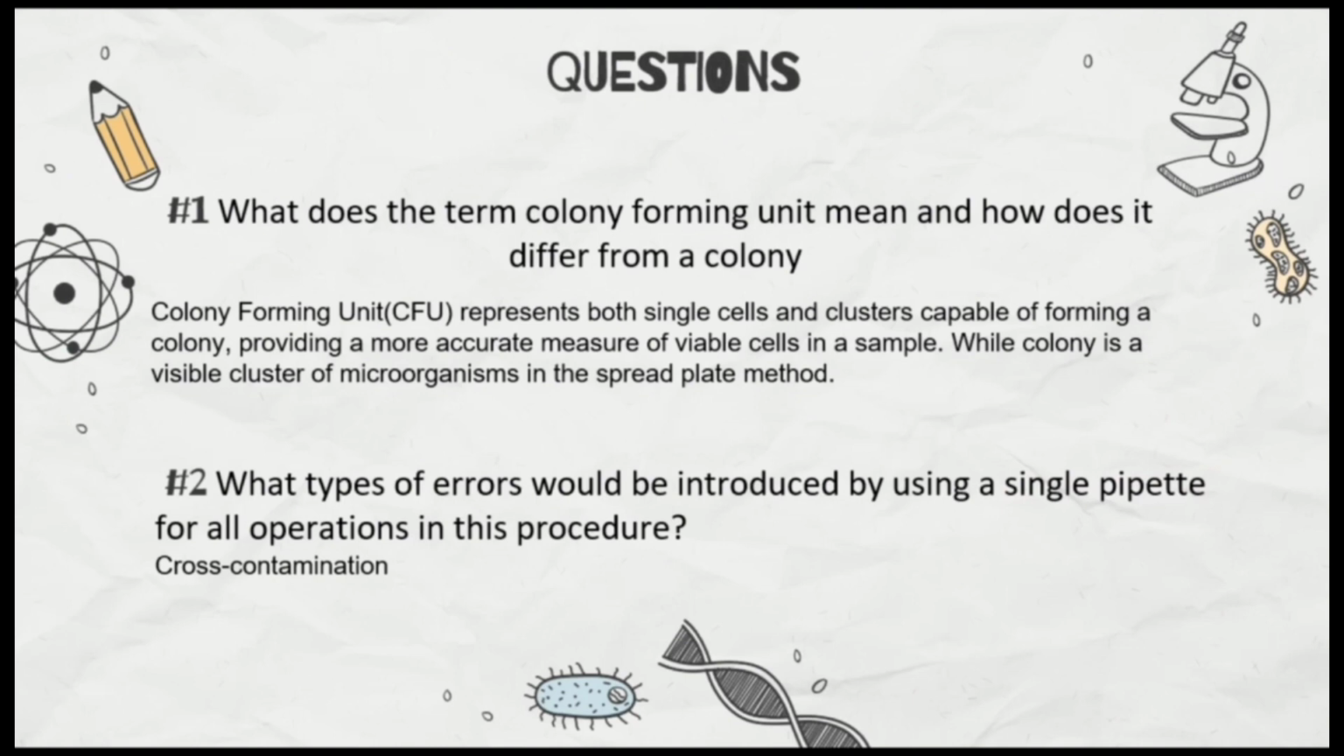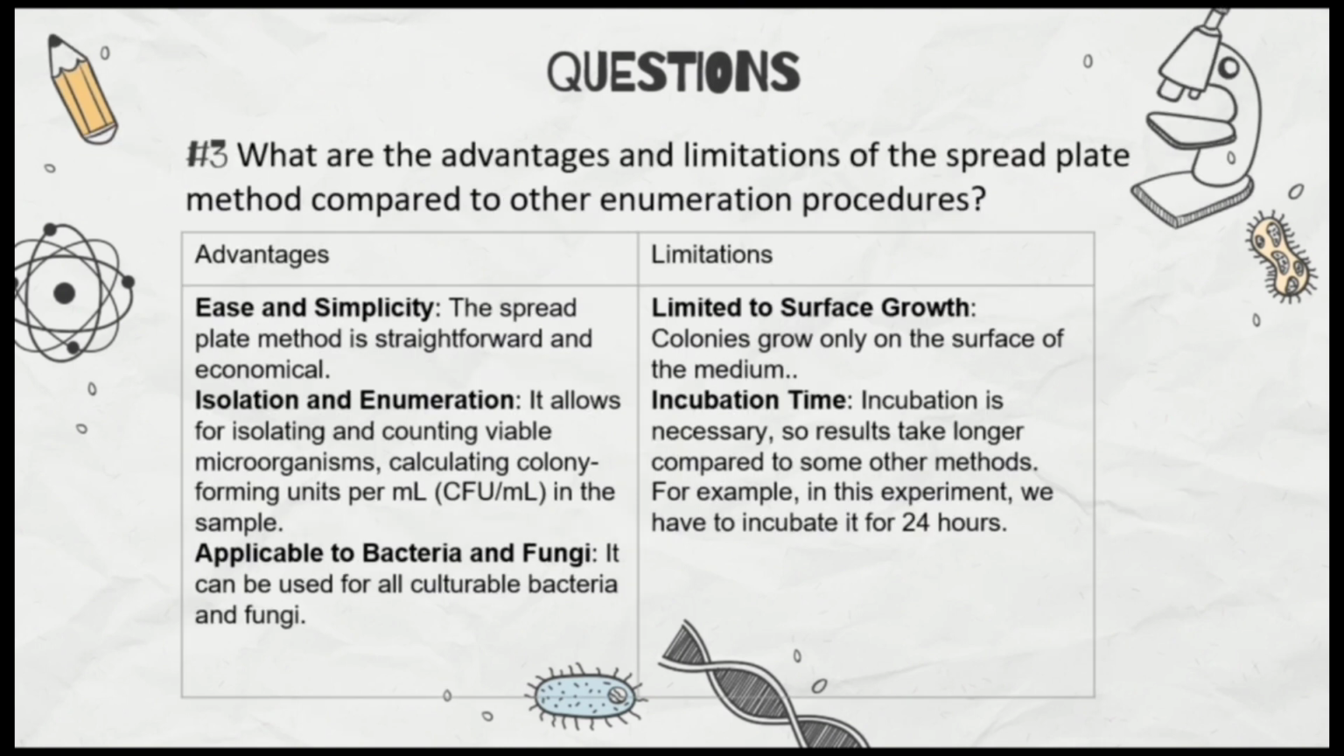The answer for the first question is that colony forming units represent both single cells and clusters capable of forming a colony, providing a more accurate measure of viable cells in a sample, while a colony is a visible cluster of microorganisms in the spread plate method. The answer for the second question is cross-contamination error. It can happen when using the same pipette for different samples. The reliability of the result could be affected if excess material from one sample continues into the next.